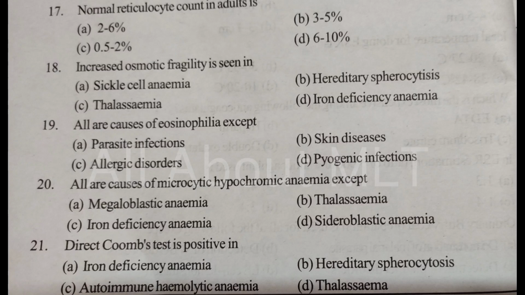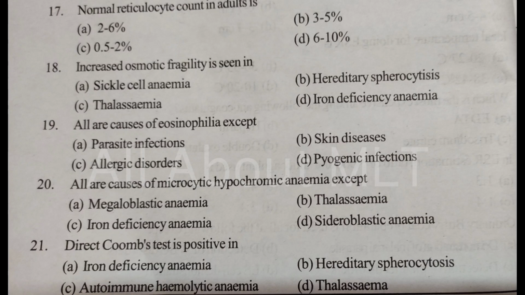Normal reticulocyte count in adult is option A 2 to 6%, option B 3 to 5%, option C 0.5 to 2%, option D 6 to 10%. And the answer is option C 0.5 to 2%. Increased osmotic fragility is seen in option A sickle cell anemia, option B hereditary spherocytosis, option C thalassemia, option D iron deficiency anemia, and the answer is option B hereditary spherocytosis.